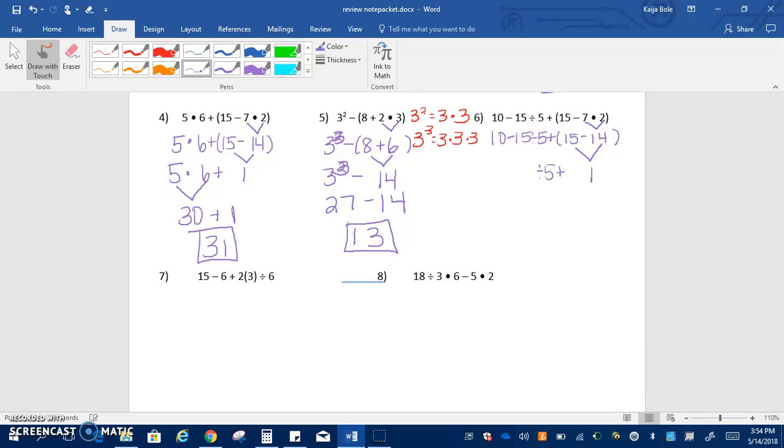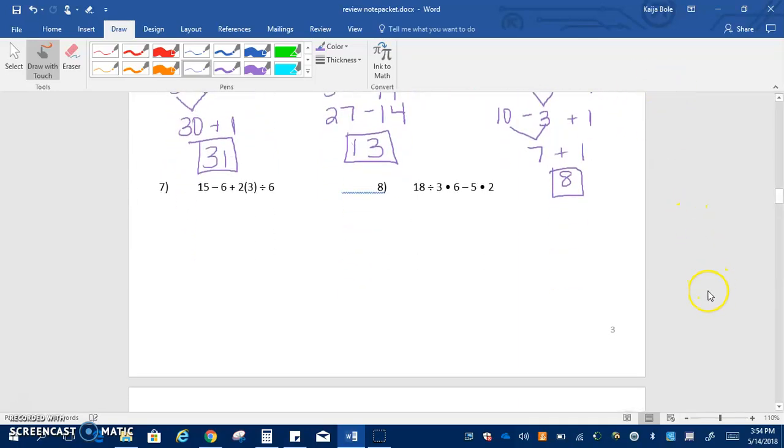I've got division, 15, and 10 minus. So now I have subtraction, division, and addition. So I need to do this division first. So 15 divided by 5 is 3. Then I have 10 minus 3 plus 1 left. So now I'm just working left to right. 10 minus 3 is 7, plus 1. And 7 plus 1 is 8, which is our final answer.